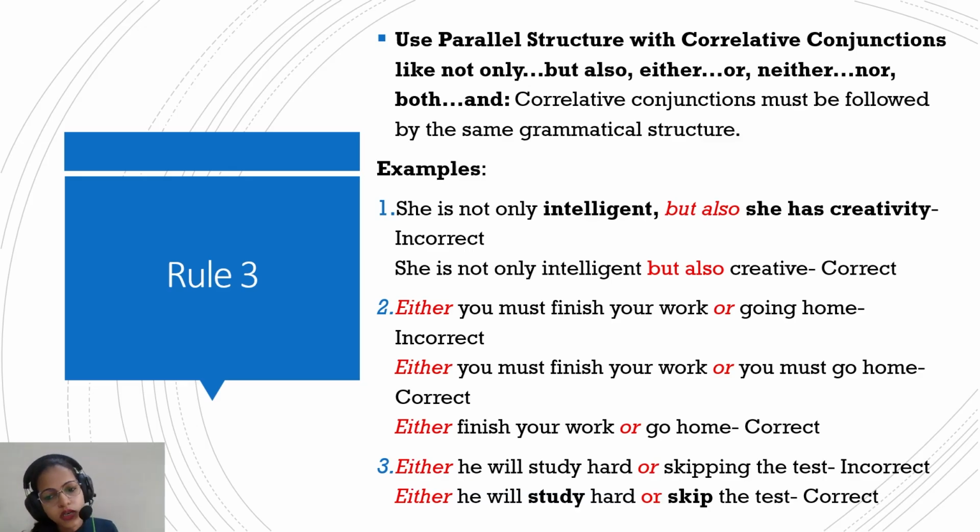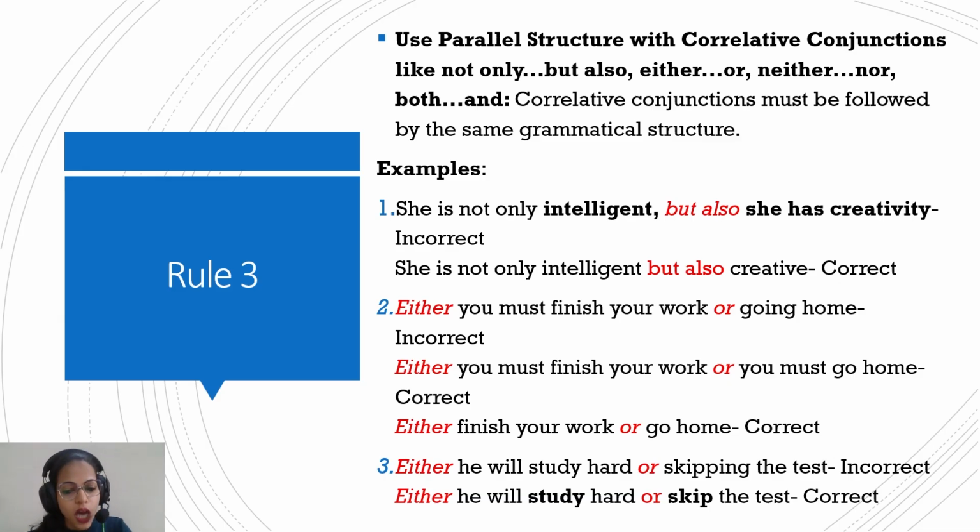Either you must finish your work or going home. Either or, the phrases that are being joined by the correlative conjunctions are finishing your work and going home. These two things are being talked about. So both aspects should be parallel, and when in parallel, they should be in similar grammatical structure. So either you must finish your work or you must go home. This is parallel, or if you want to keep it short, either finish your work or go home. So you see how both parts of either or are now in grammatically similar format or structure, and that is making more sense.